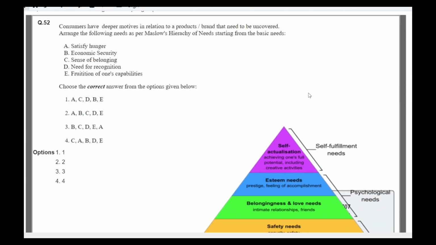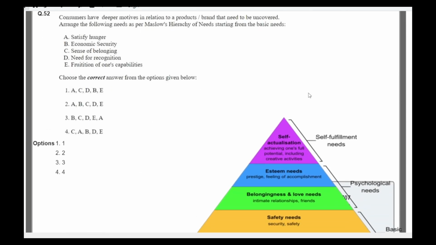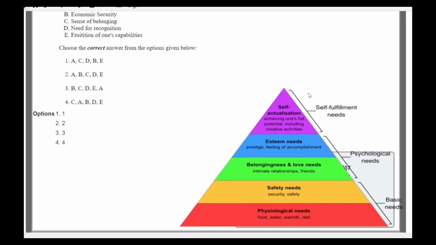Question number two is again from theories of motivation, which is Maslow's hierarchy of needs theory. So the question was asked to arrange these things in chronological order, Maslow's hierarchy of needs theory. So it was a very basic and very easy question to attempt, and I hope you already know about Maslow's hierarchy theory. So he has given this pyramid which is very famous.